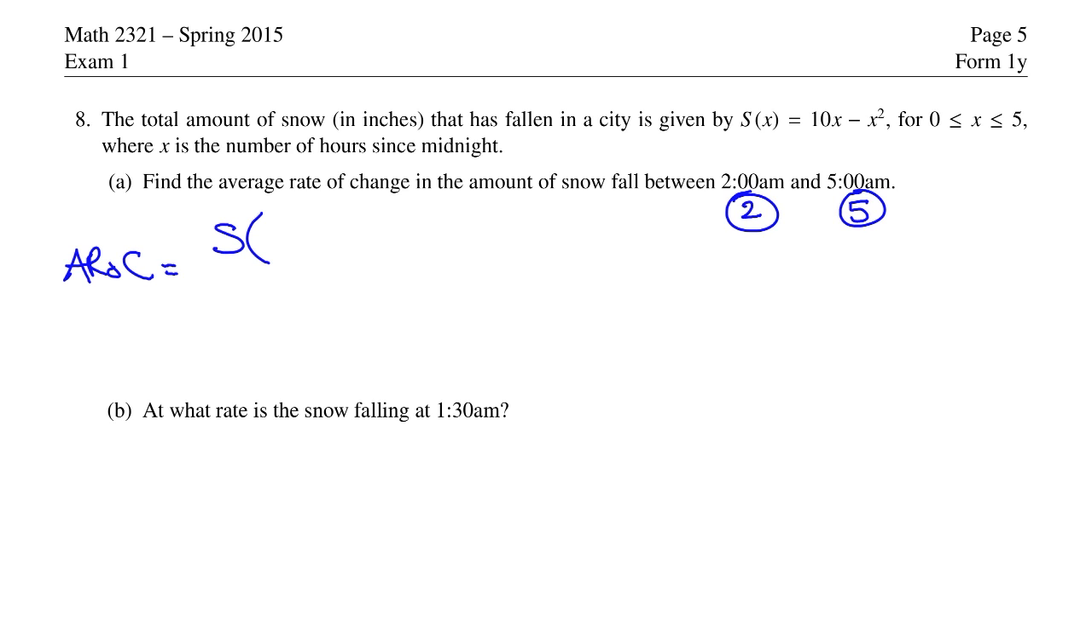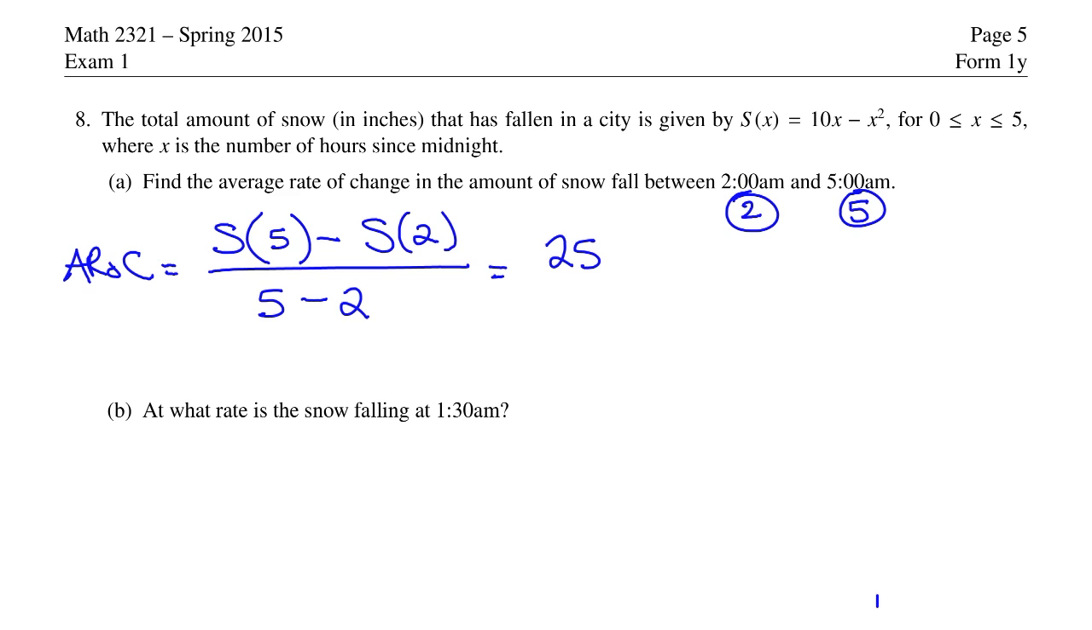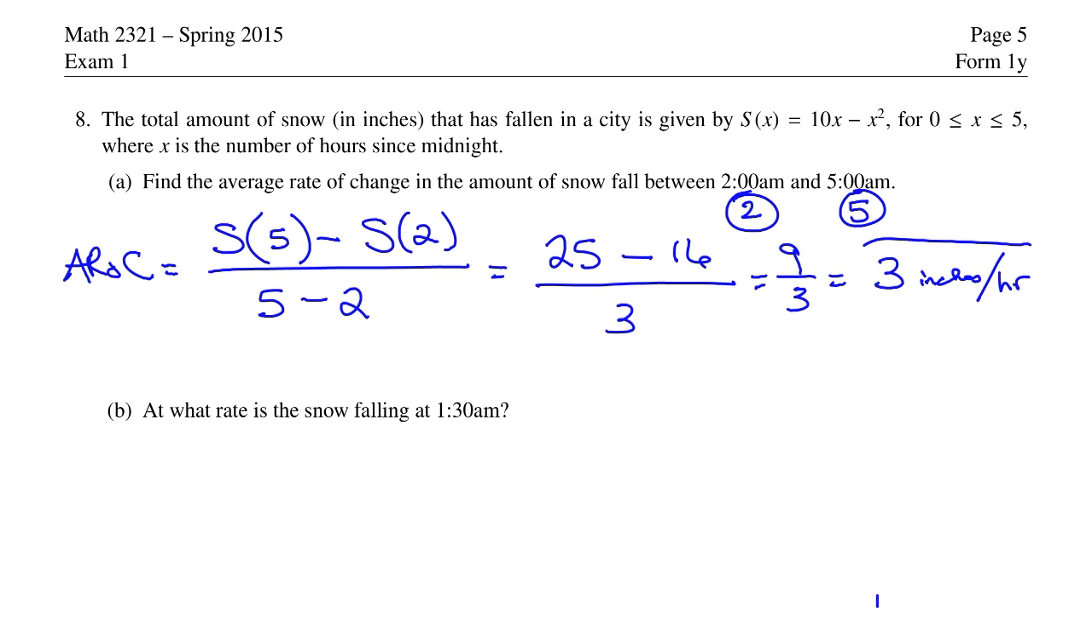So this is s of 5 minus s of 2 over 5 minus 2. Evaluating those functions, you get 25 minus 16 over 3, which is 9 over 3, which is 3. And now we need the appropriate unit. S is measured in inches, and x is measured in hours. So it's 3 inches per hour.